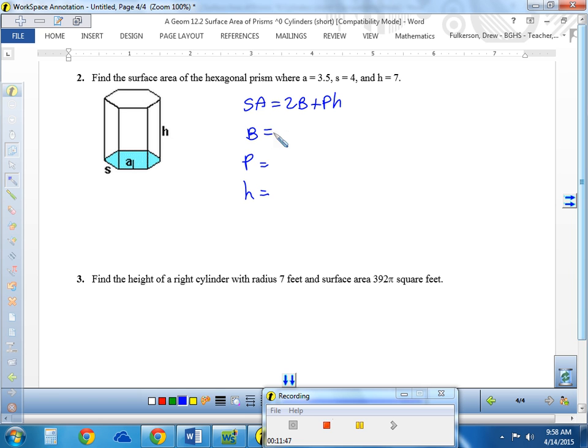Now luckily, it gives us some helpful information over here. It gives us our height, so that part is easy. It also gives us S, which means side length. So the side length is 4. So then I can easily find my perimeter. If all these are 4s, because it's regular, so all the way around, that's going to be 4 times 6.